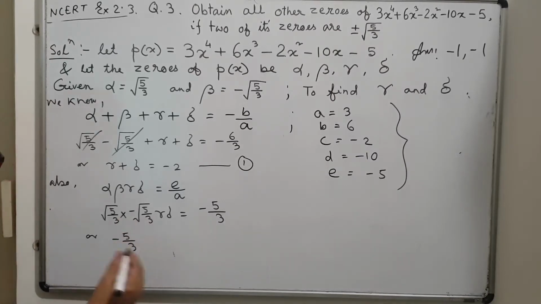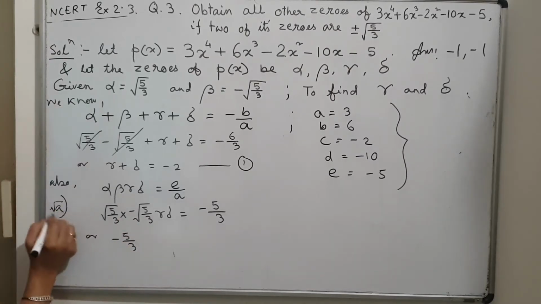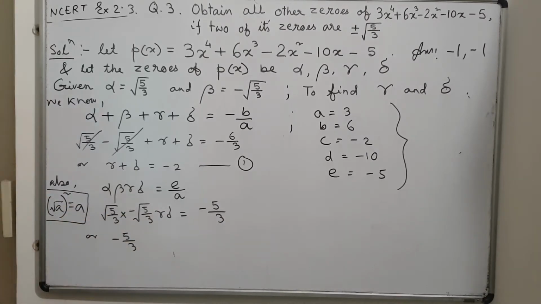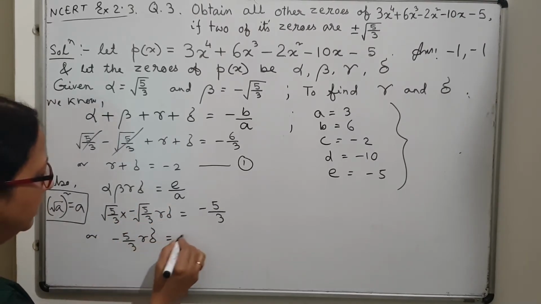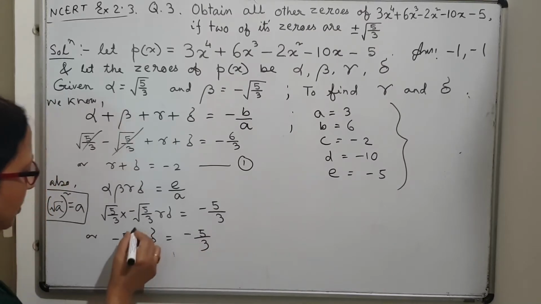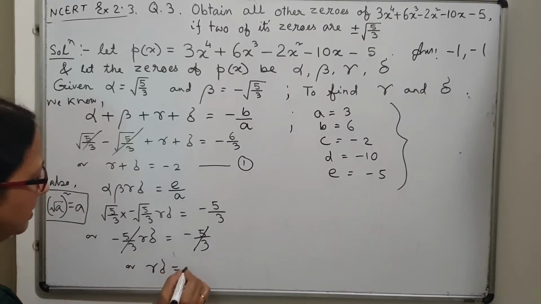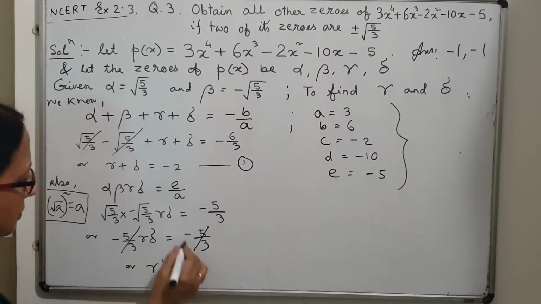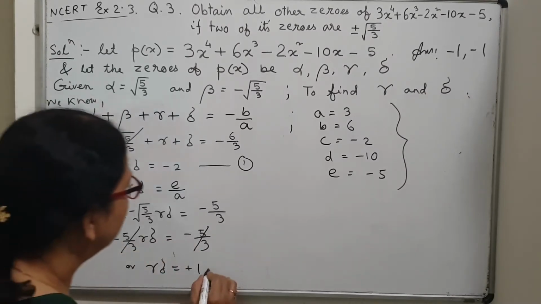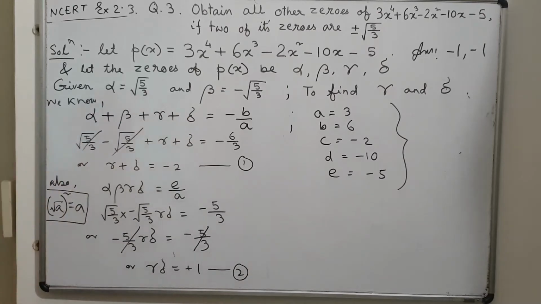As you know these things, root A whole square is A, that is used here. So minus sign is there, this whole square minus into this, into gamma delta is minus 5 by 3. So this minus 5 by 3 getting cancelled, I am left with gamma delta is plus 1, because minus getting cancelled. So I am getting two equations. Always we get in this way when I use relationships.